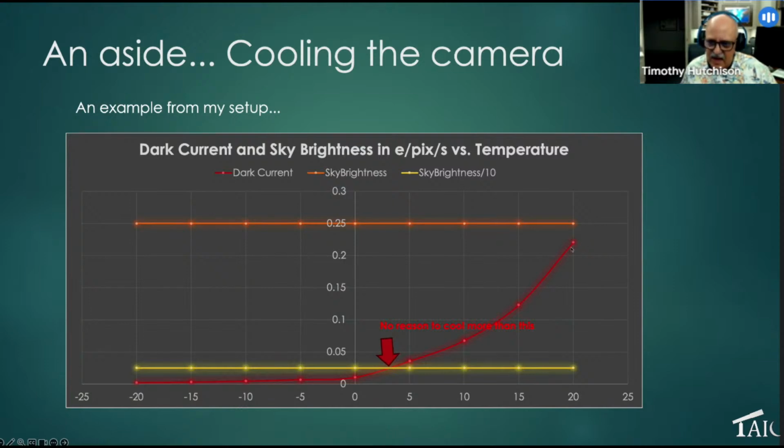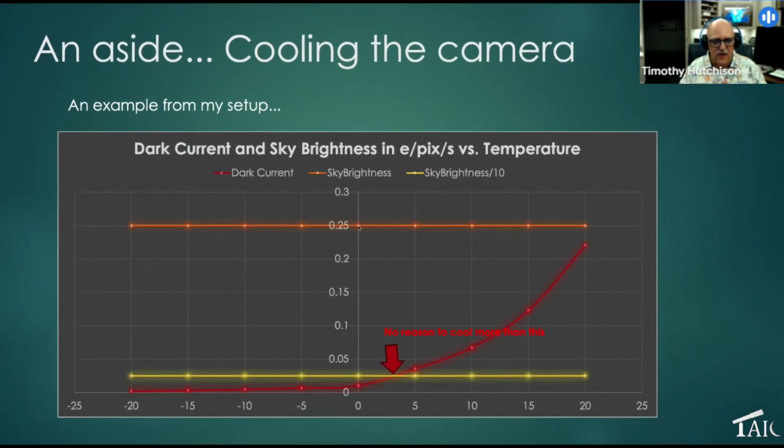And if this is my curve for the sensor that I have, why am I cooling down beyond this point? Why am I cooling that sensor down beyond around 2 or 3 degrees C? It really doesn't make any sense for me to push this down to -20, because you can see that I already have this 0.25 electrons per pixel per second coming into my sensor anyway. That is so much higher than the dark current that I have that it really makes no sense for me to cool this thing down to -20.